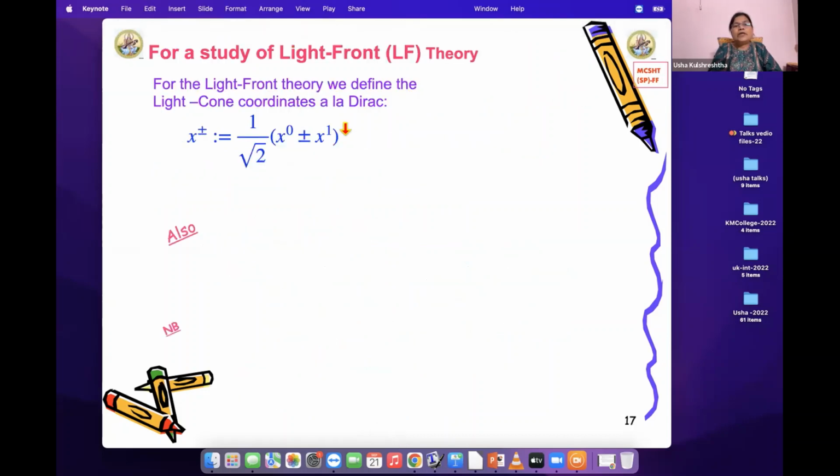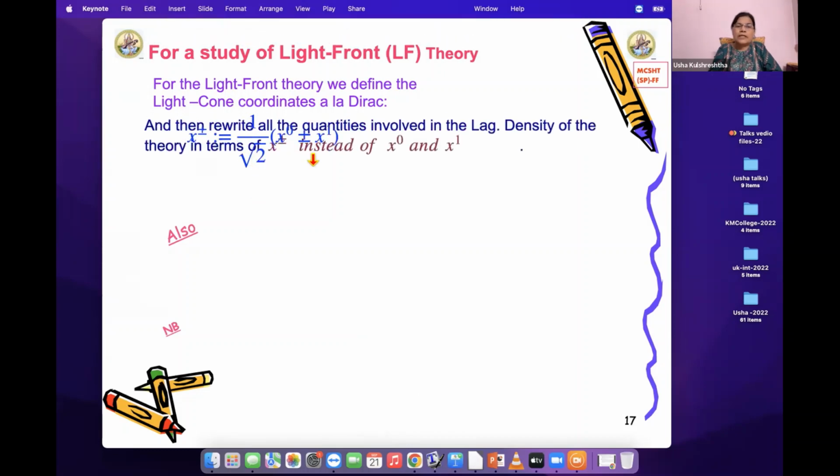Now I come to the Light-Front theory. So for the Light-Front, we define these light cone coordinates x plus and x minus as 1 over square root of 2, x0 plus or minus x1.